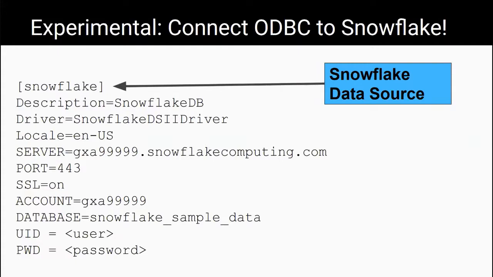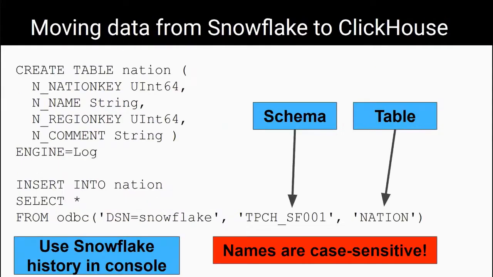So this is an example of the Snowflake data source configured using Unix ODBC, the version that runs on Linux. And if you've used ODBC, this will look pretty familiar. It's fairly easy to set up. Then in this example, I went and created a table. This is some demo data that Snowflake gives you. It is fairly small, which is why I picked it, because it's good for an example.